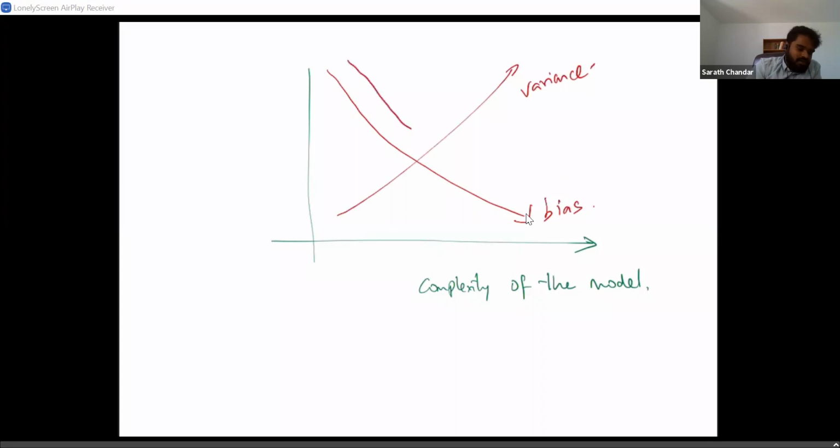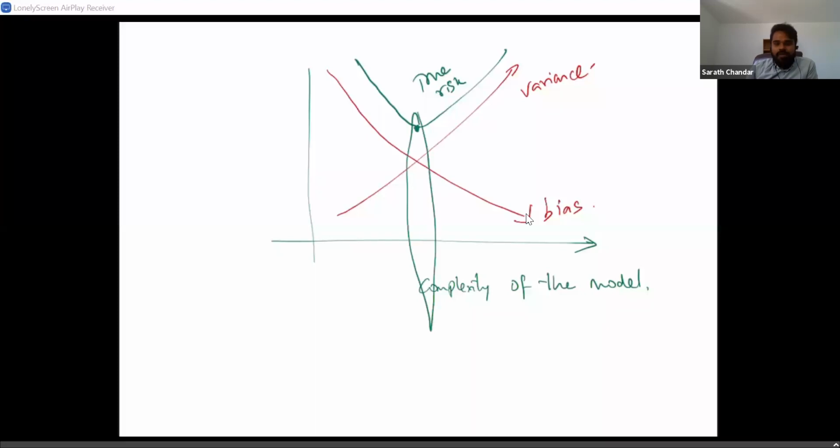Maybe I'll use a different color. There is this point where your true risk, this is the representation of your true risk. There is an optimal complexity for the model, and that would be the model with the minimum risk possible. But in reality, it is very hard to find the right model for the right task at hand.